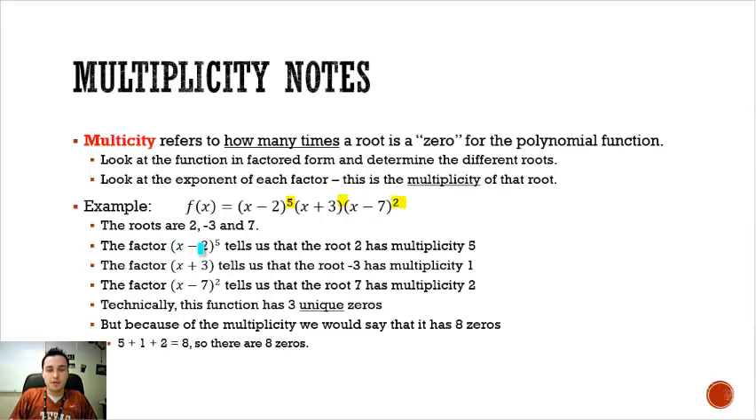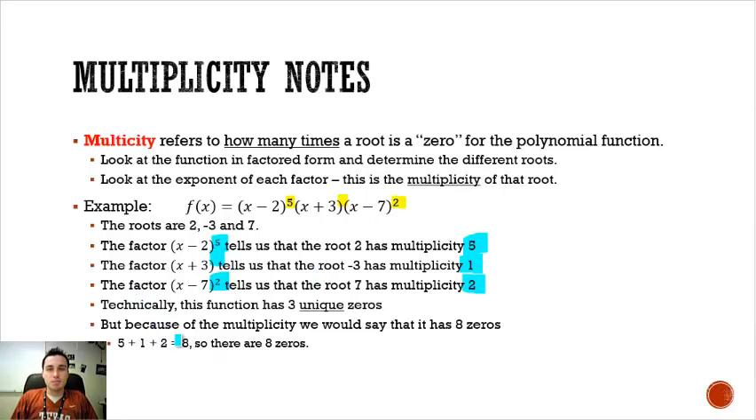Because of that first factor, x minus 2, because it has the exponent of 5, we say that the root, or the zero, whatever word you want to use, the root 2 has a multiplicity of 5. It just has to do with the exponent. And then this middle one, it doesn't really have an exponent. Yeah, it does. It's an exponent of 1. So we just say that this root, negative 3, has a multiplicity of 1. And then the same thing for this last one here, that the 7 root has a multiplicity of 2.